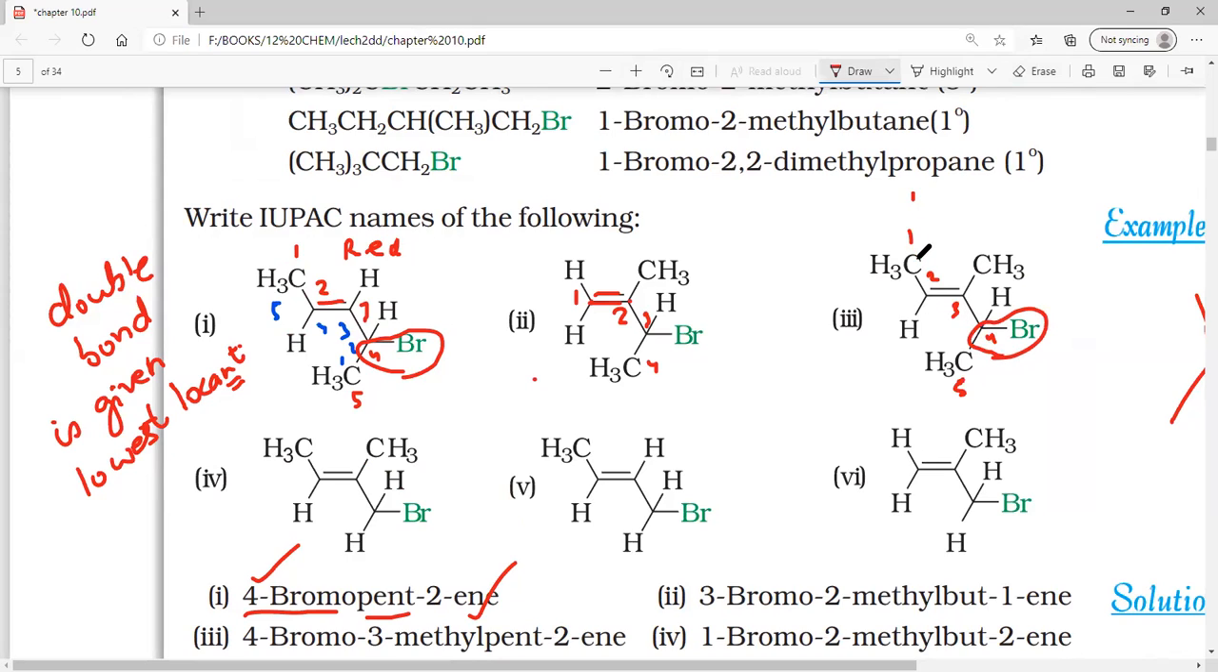pent-2-ene. At the second carbon atom the double bond is starting. So 4-bromo. At the third carbon atom, one methyl group is there, 3-methyl, pent-2-ene. Similarly, you can do this molecule as homework. Try this molecule as homework.